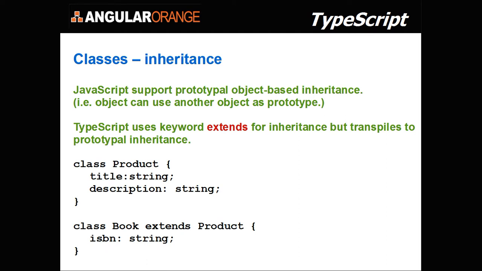Okay, so classes support inheritance. JavaScript supports prototypical object-based inheritance. The object can use another object as a prototype. TypeScript uses the keyword extends for inheritance, but transpiles to the standard JavaScript inheritance, which at the moment I no longer want to look at. Okay, so I will be using classes. If I define a class Product with a title and a description, and I define a class Book which extends Product with another attribute, my Book has an ISBN attribute as well as a title and a description attribute. So the Book object contains the attributes of the Product object. A book is a product.